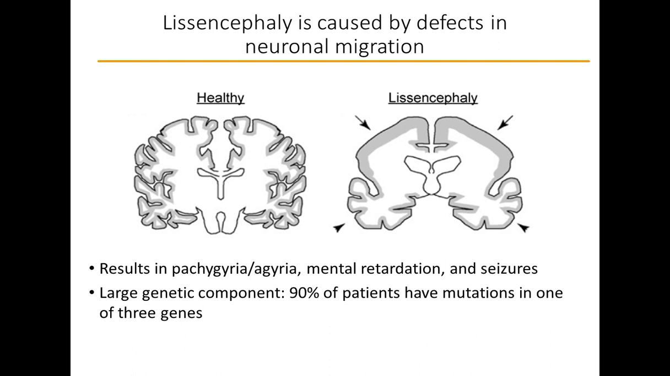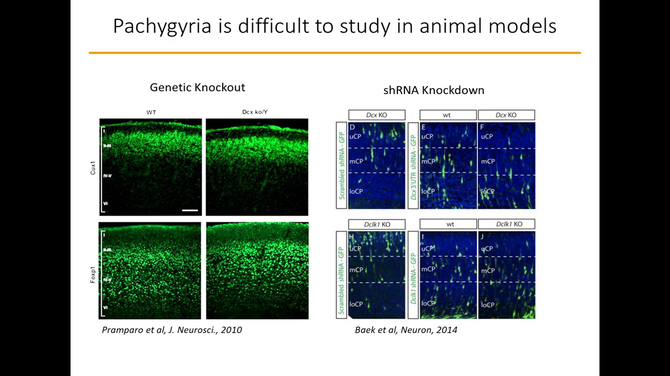In this simplified coronal image of a human brain, affected individuals present with a smoothening of the cerebral cortex upon MRI imaging. This is referred to as pachygyria or agyria. Most patients also have mental retardation and early onset of intractable seizures. Lissencephaly is a very rare condition, but it's usually genetic, with roughly 90% of all patients having mutations in one of the three common lissencephaly-causing genes, LIS1, tubulin, or DCX, which I'll talk more about in a couple of slides.